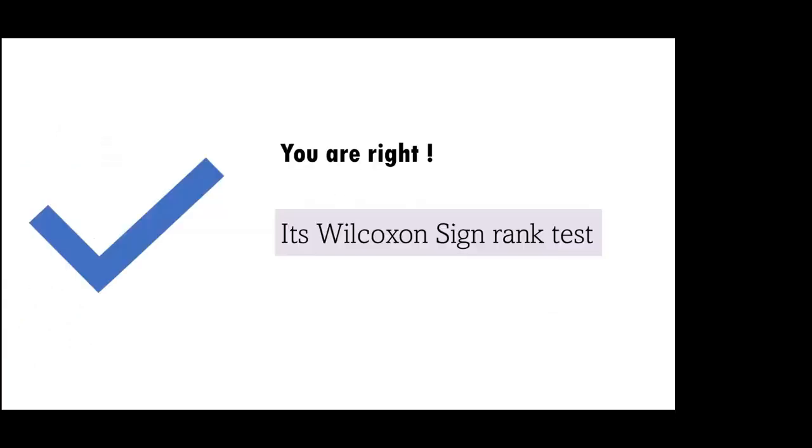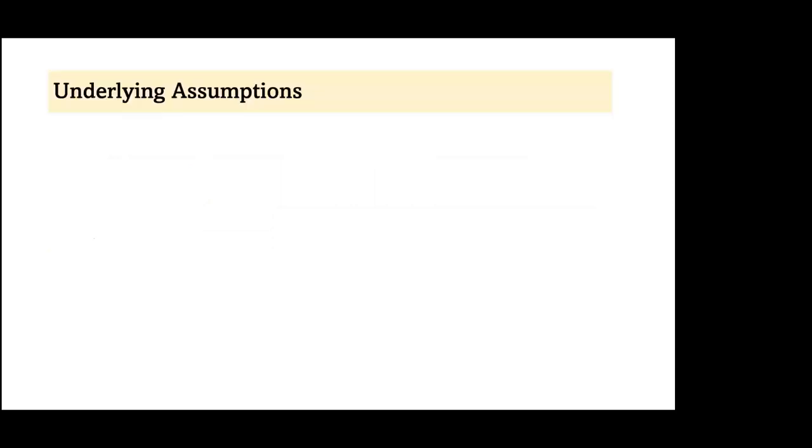So the appropriate test is the Wilcoxon signed rank test. There is a Wilcoxon rank test also, which is the non-parametric analog of the one sample t-test, which I have not told you. Maybe we can cover that at the last if time permits, after ANOVA.